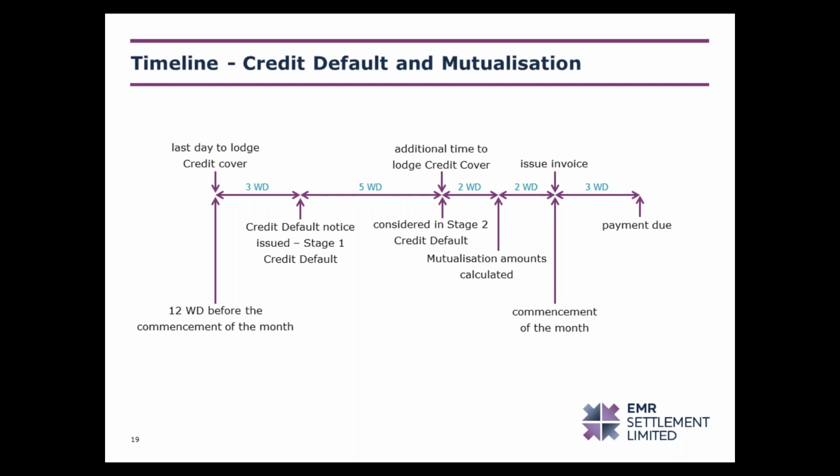However, if it's not provided or it's not the correct amount or form, then we'll put you on the credit default register as being in capacity market stage 2 credit default in respect of that month. And that's a trigger for mutualisation. So that supplier's monthly capacity charge will be mutualised amongst all the non-defaulting suppliers. In addition, any credit amounts that are due to this defaulting supplier will be withheld, so we'll be making payments out because we may expect them not to pay an invoice. So that was a timeline.